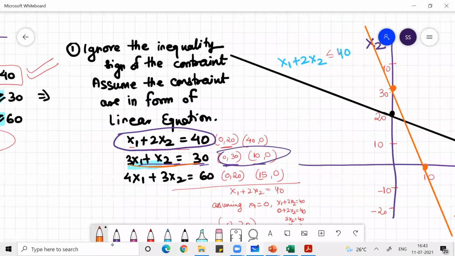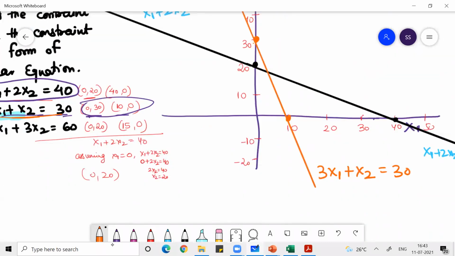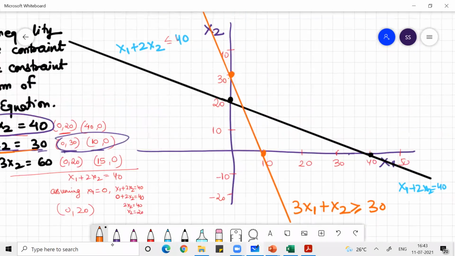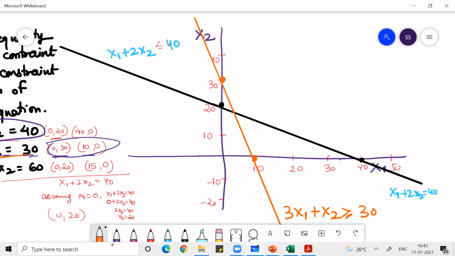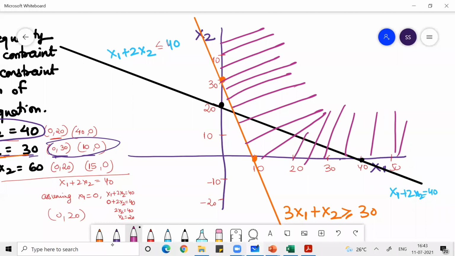But in reality, what is your constraint? The constraint is greater than or equal to. Now, guys, I need everyone's attention on my screen. Greater than or equal to 30 means what area, sir? Greater than or equal to 30 means this area. I hope you are paying attention. Greater than or equal to 30 means all this area beyond this line. Are you getting me, everyone?